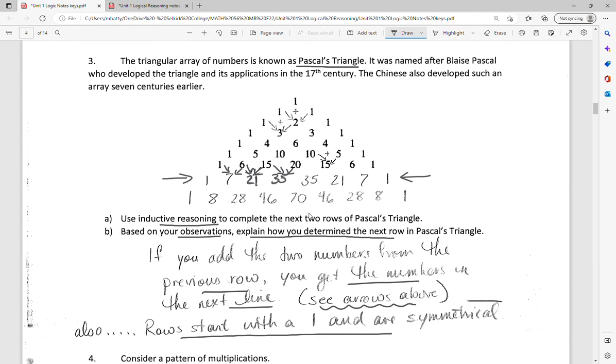The other thing that I've noted here is that the rows are symmetrical. You'll notice that we've got an 8 and an 8 and a 28 and a 28 and a, you know what I mean, right? So they're symmetrical out from the center. And so that's another good way of checking your work as you go.